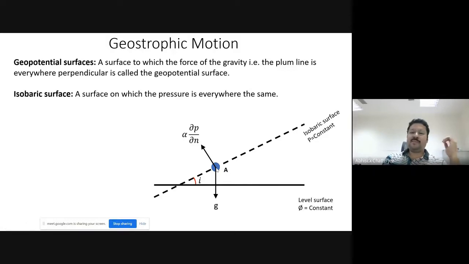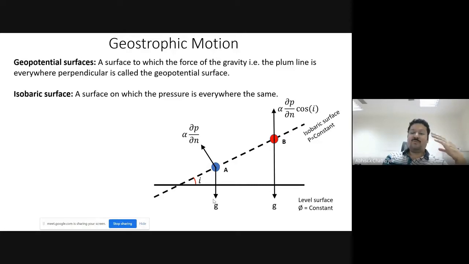Now the problem is this is towards some angle and this is my gravity. So they are not balancing each other. They cannot balance each other, right? Because they are not in the same line. So they cannot balance each other. So let's look at this.